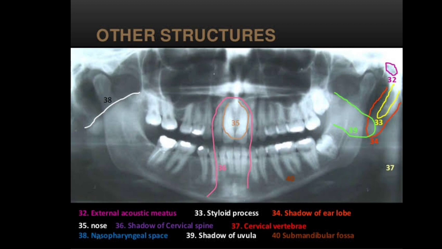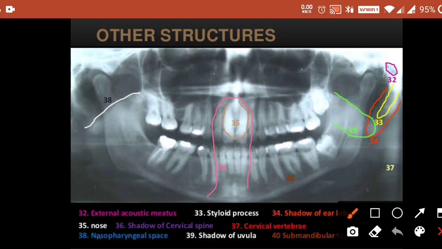Here are some of the other structures, as we can see. First of all, here you can see the external acoustic meatus. It is a radiolucency surrounded by radiopacity. Then there is this sharp bony projection which is your styloid process. And below it you can see the shadow of the earlobe, which creates a radiolucent area.